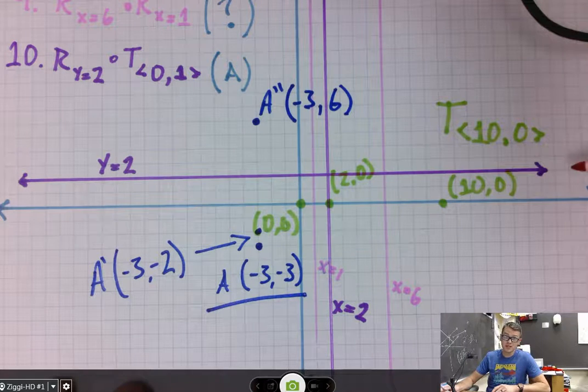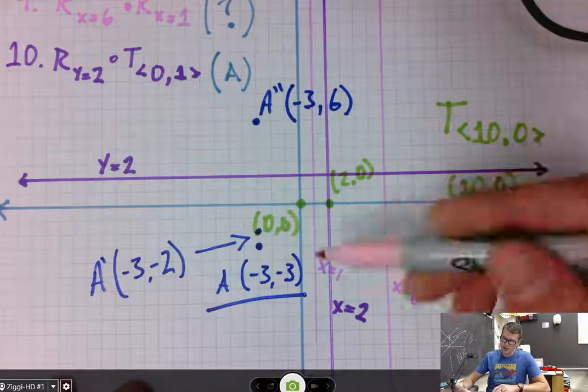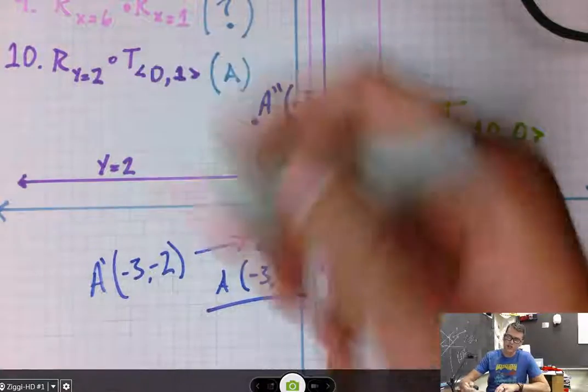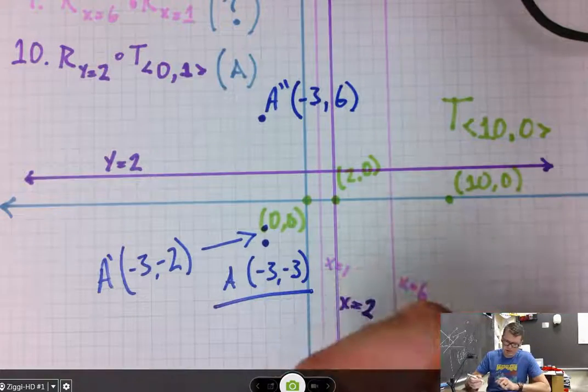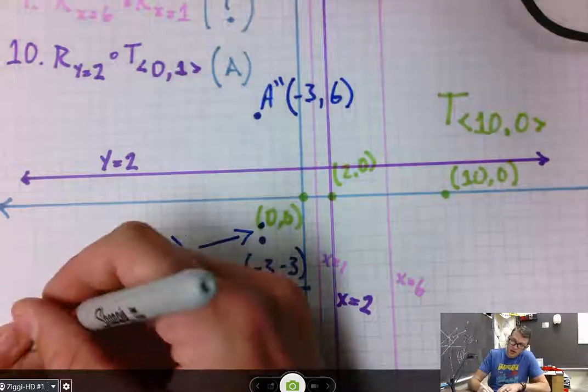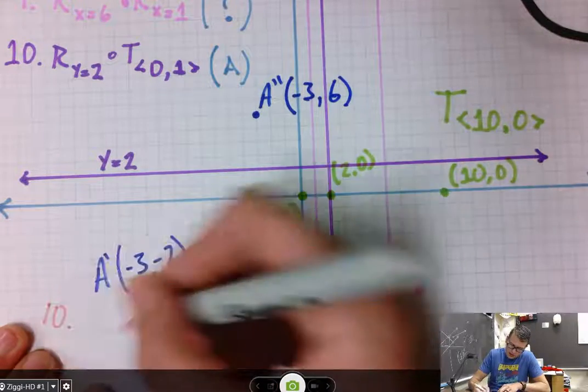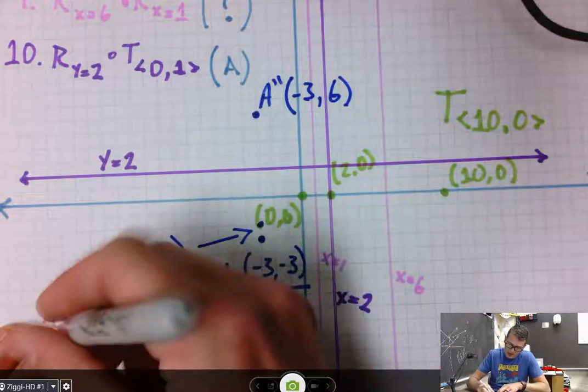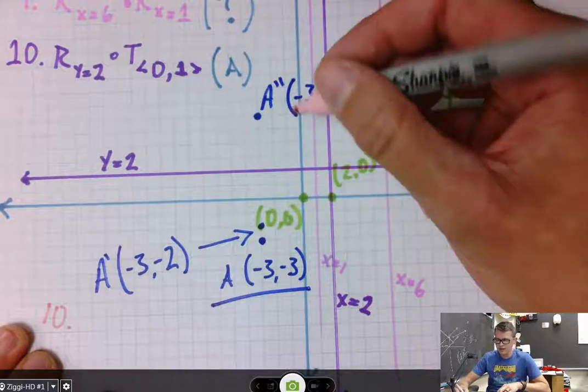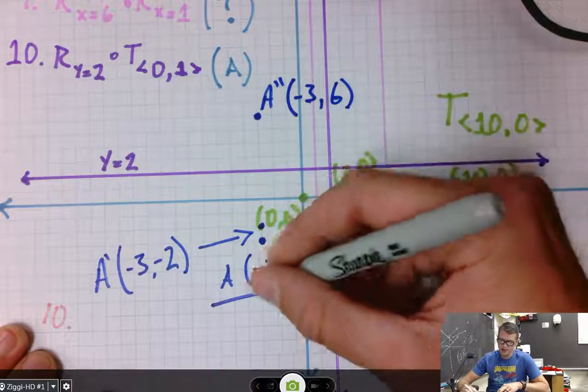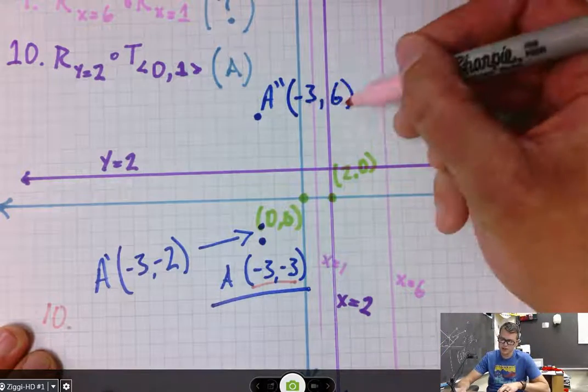Alright, so on number 9, I had given you the answer here for the composition, saying that we could just do a translation 10 to the right. So let's go ahead and make this one a reflection. So number 10, we're going to answer with a reflection. I'm kind of running out of colors, so hopefully this is peachy compared to that pink. So for 10, we went from this point here of -3, -3 to this point, -3, 6.